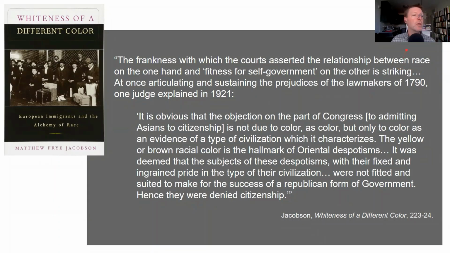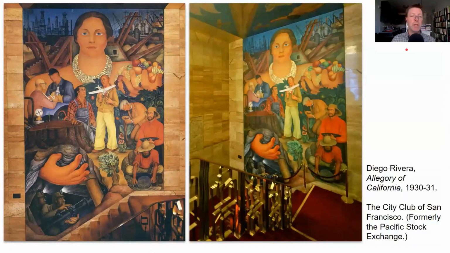So let's look at some art involved in and engaged with this discourse. These are two pictures of Diego Rivera's 1930-31 murals for the Pacific Stock Exchange in San Francisco, which at the time was the most important commercial site west of Chicago, and perhaps by 1930, the most important commercial site outside of New York.